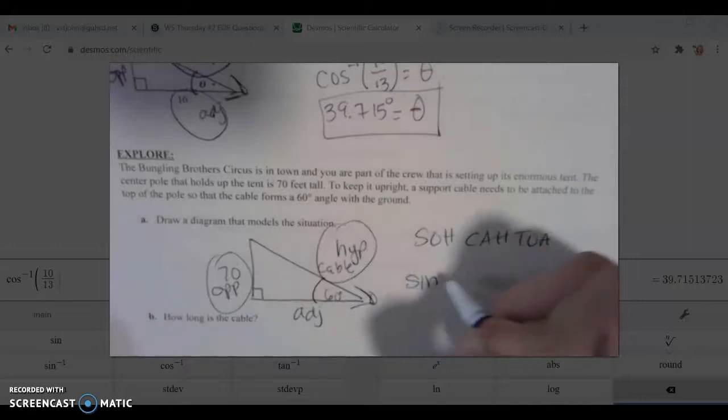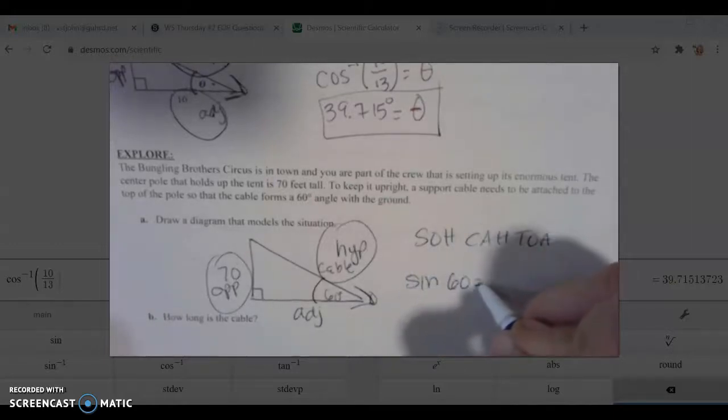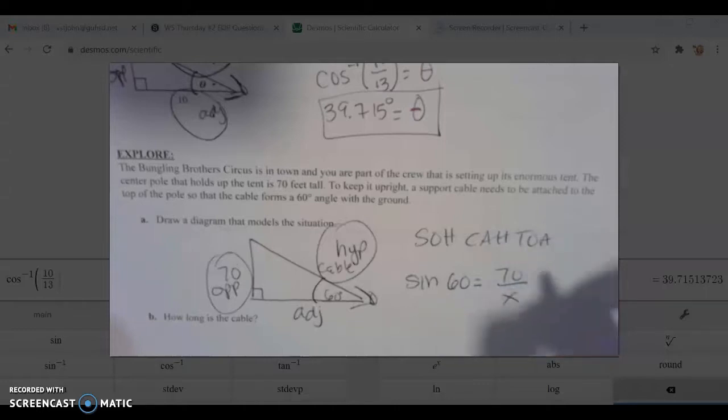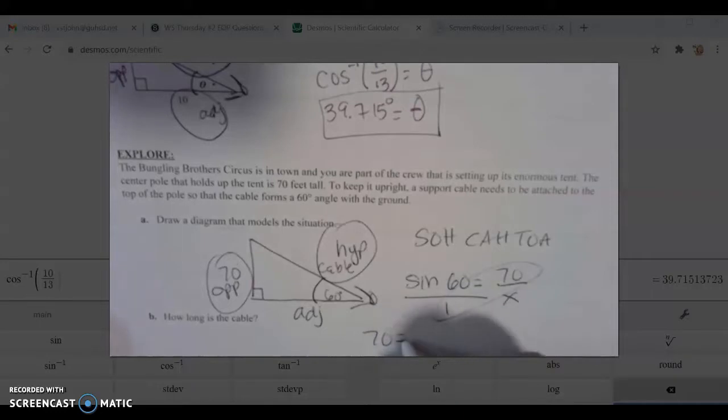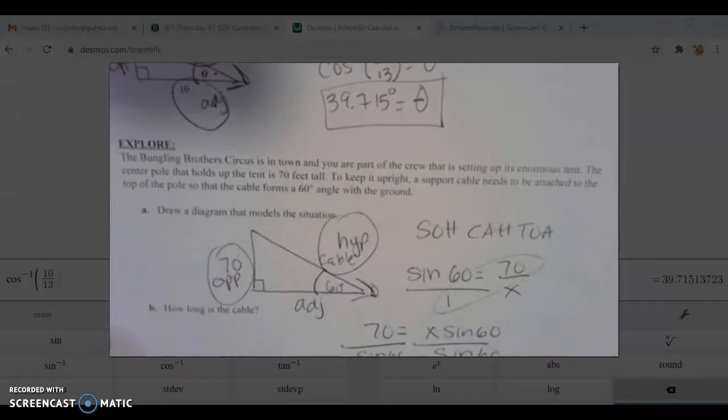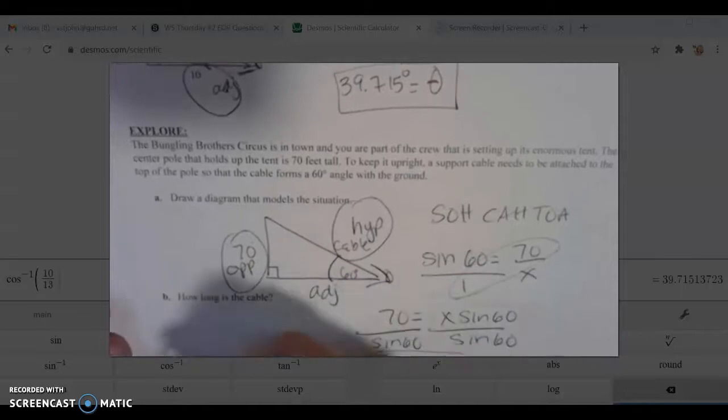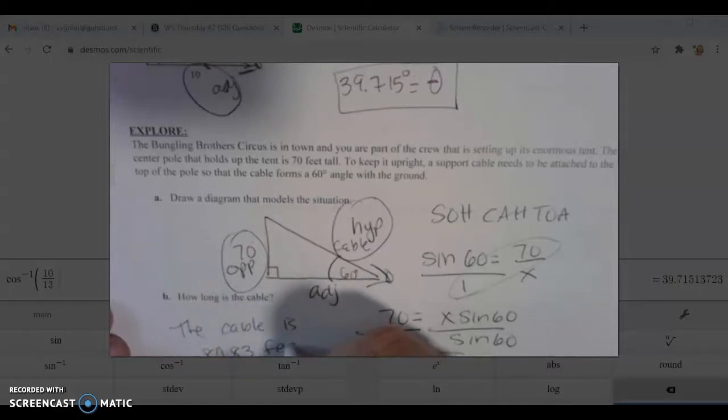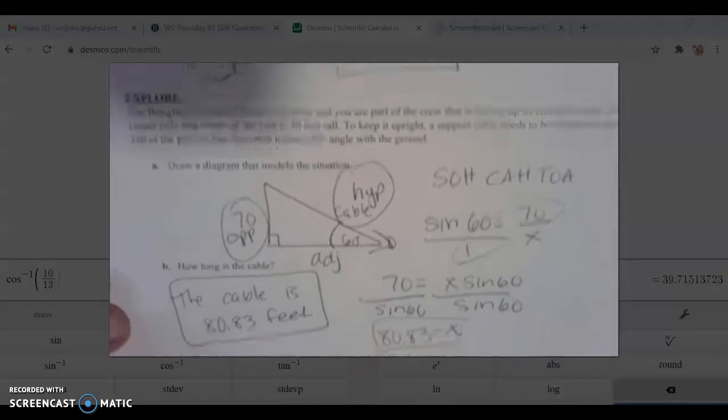So we're going to do sine of 60 equals opposite over hypotenuse. And we're going to solve that. Let's do 70 equals x times sine of 60, divide both sides by sine of 60. You're going to get x equals, I typed that into my calculator, and I got 80.83. Okay, so the cable is 80.83 feet. Because in a word problem, your answer should be a complete sentence.